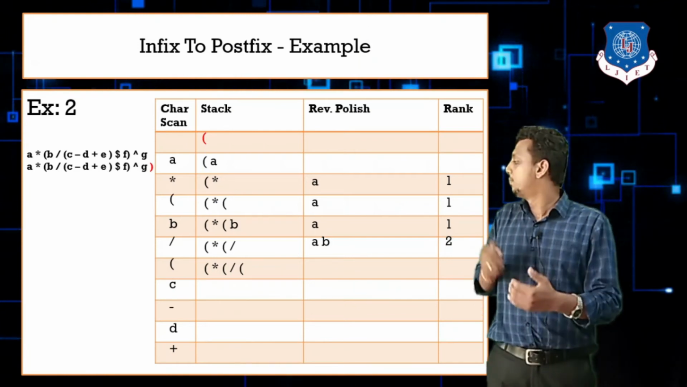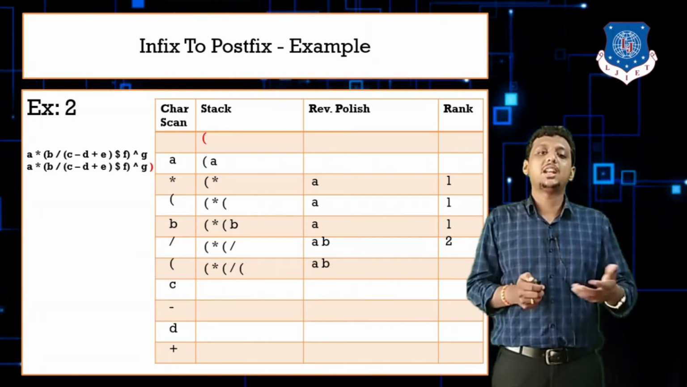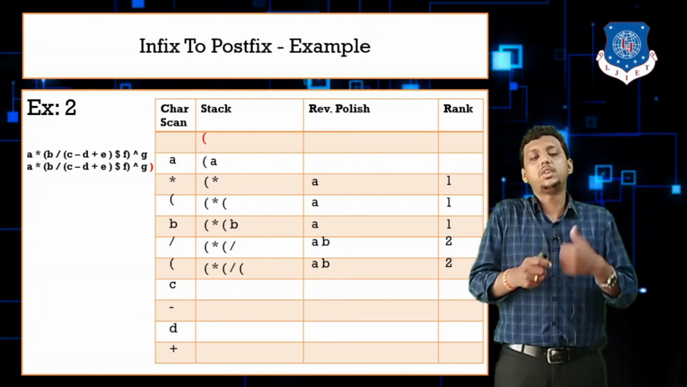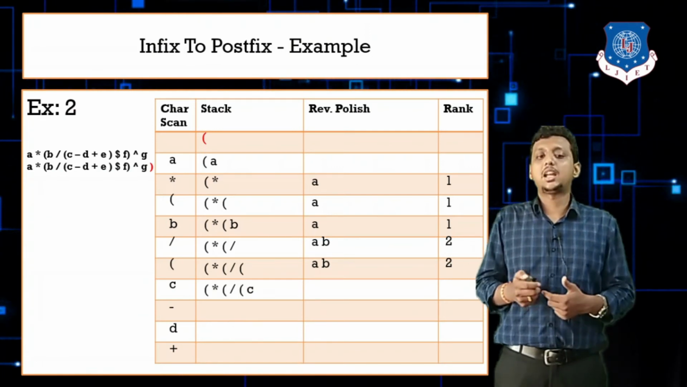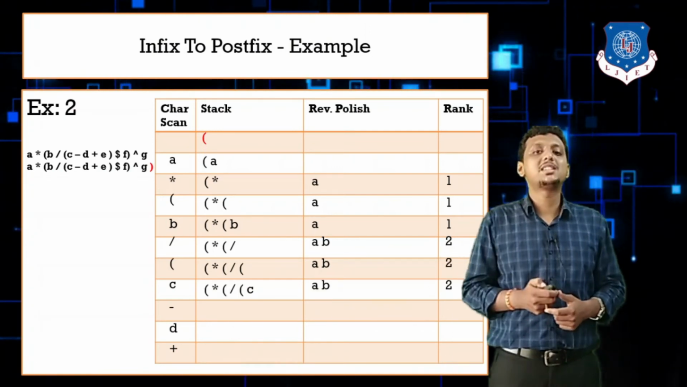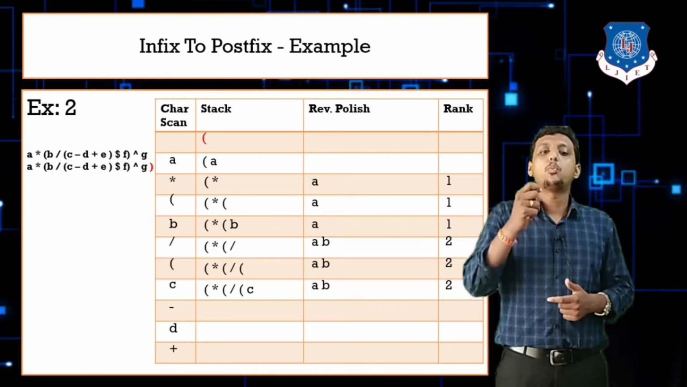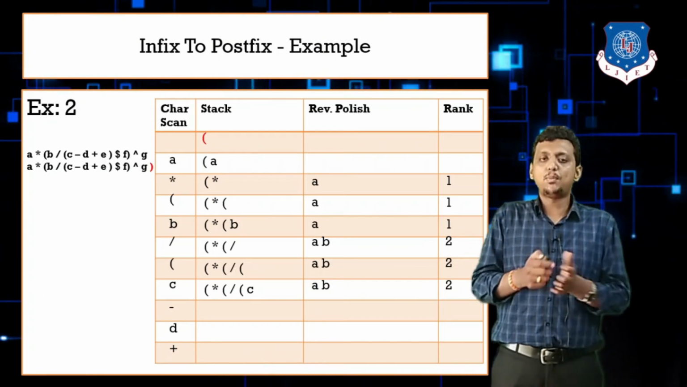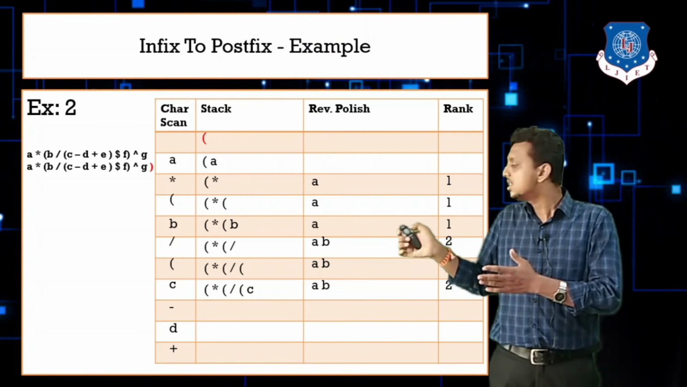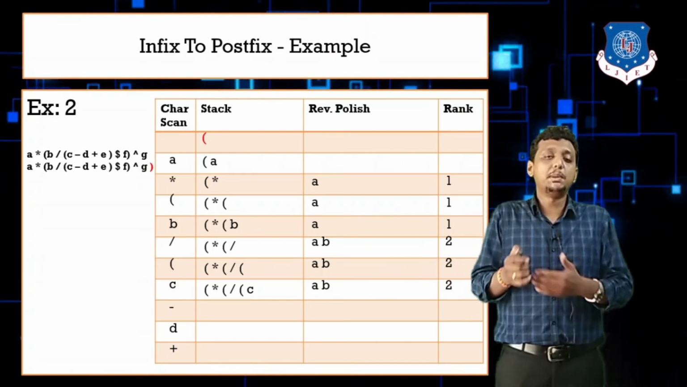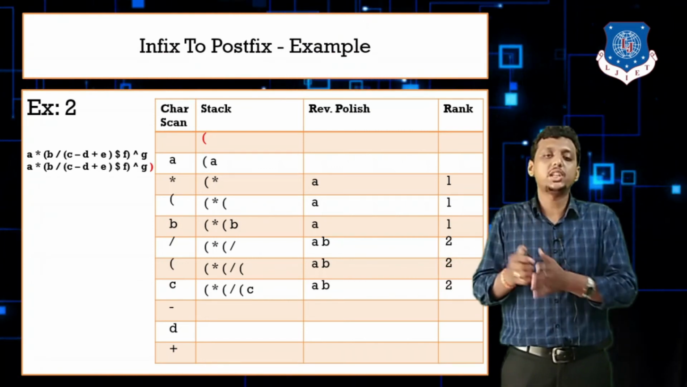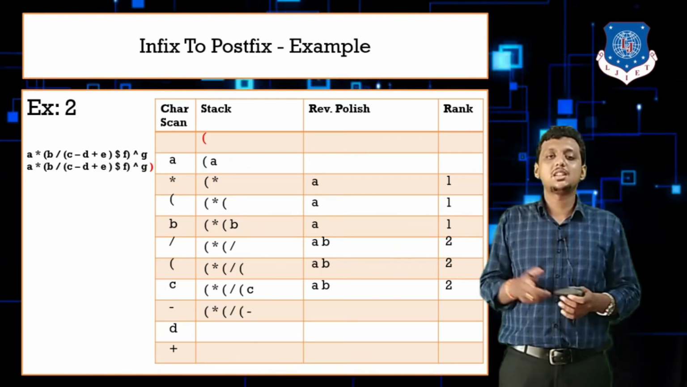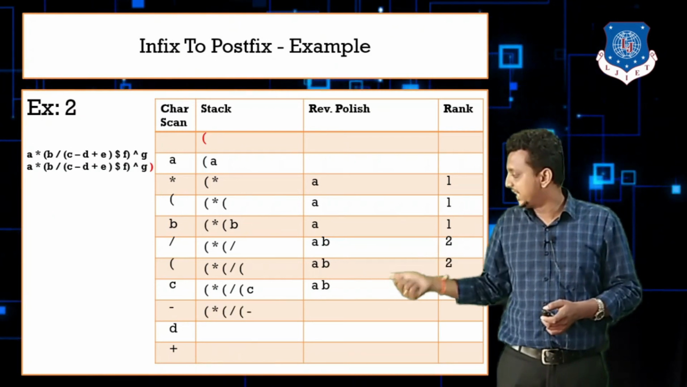Opening again, push inside the stack and write your reverse polish and rank. Now we have C, push inside the stack. Reverse polish rank remains as it is. Now we have minus with us. So minus will be popped inside the stack. C will be popped out. Minus will be pushed inside the stack. So C is out, minus is inside the stack.